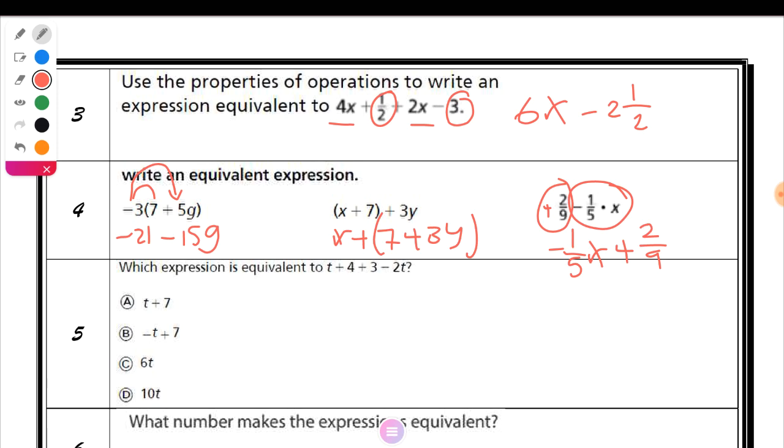Number 5, collect like terms. T with t. 4 with 3, 4 and 3, 7. And 1t here. If you write t separated, isolated like this, its coefficient here is 1. But we don't have to write 1. We don't write 1 beside the variable, but we know there is 1 here. So 1 minus 2, -1. So it's -t plus 7 is the last answer.